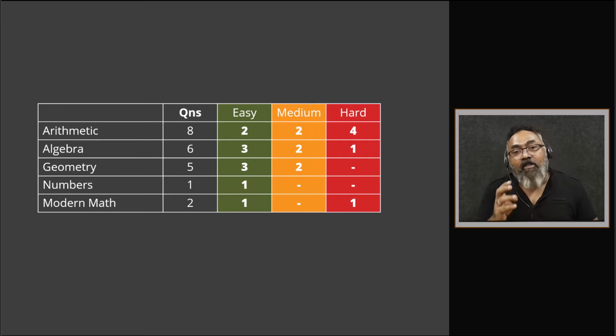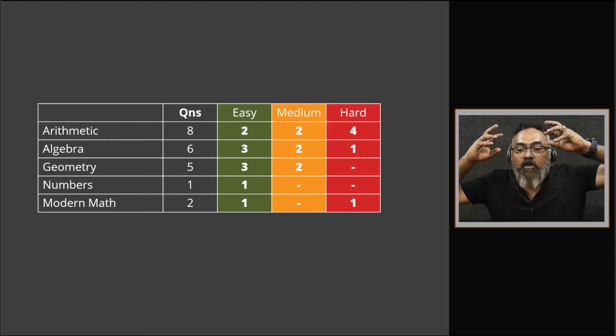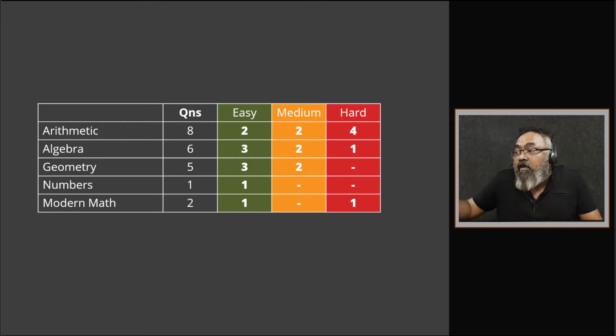What is happening? There are these four hard questions, four difficult questions. Each question is taking 6 minutes. 24 minutes you are spending just on these four questions, and maybe you're getting the marks, maybe you're not, maybe you're making mistakes, you are getting frustrated. While there are easy questions of geometry sitting there, maybe an easy question of numbers, maybe an easy question of modern math, which, if you knew the very basic concepts, you could have handled. That is risk number one. You miss easy questions if you skip.